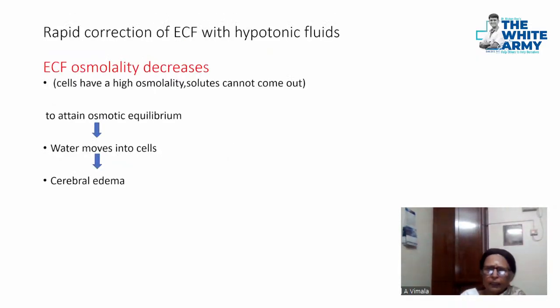So when you correct this with hypotonic fluids, the ECF osmolarity decreases. That is, cells have a high osmolarity, solutes cannot come out. So to attain osmotic equilibrium, water moves into the cell, resulting in cerebral edema. So the neurological sequelae of hypernatremia is due to 2 points. One, acute hypernatremia resulting in cellular dehydration, stretching of vessels, subarachnoid cerebral bleed. Two, rapid correction, where fluid will enter from the ECF into the cell, producing cell swelling and cerebral edema.